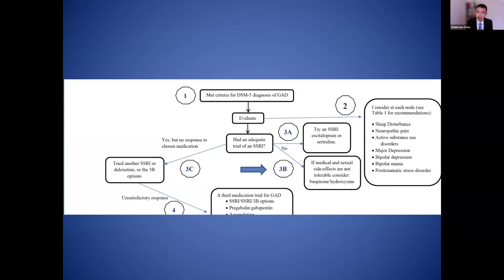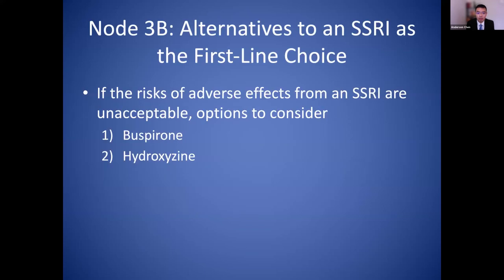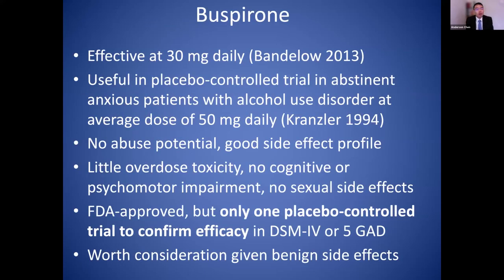So if medical and sexual side effects are not tolerable, you might consider buspirone and hydroxyzine. So let's talk about that a little bit more. Buspirone is typically a medication in adults where we don't necessarily expect a strong effect, but that could be quite different in the elderly, particularly, let me put it this way.